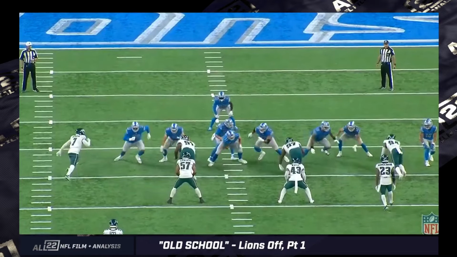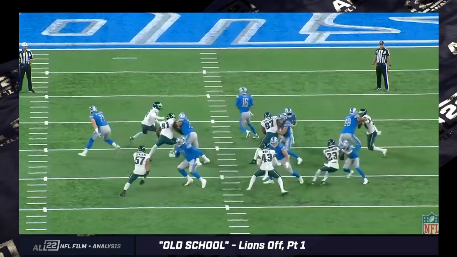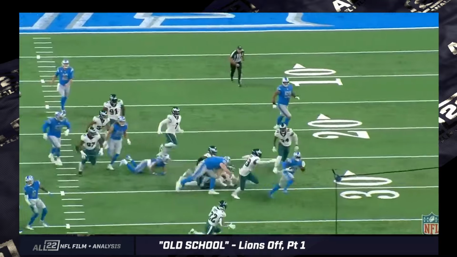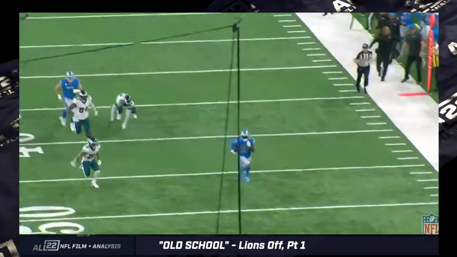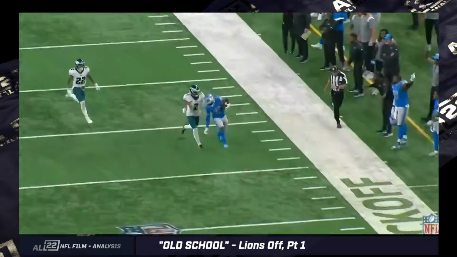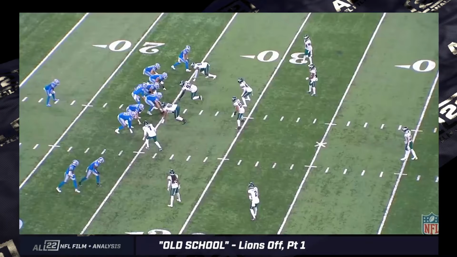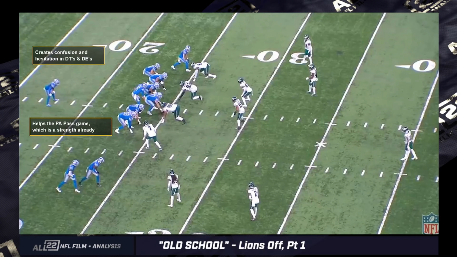Wham trap. Intricate looking blocking scheme. You can see it gets the offensive lineman out to the linebacker level, get some free releases. That's one of the things I can still hear an old D-line coach saying in my ear: you can't let the offensive lineman have a free release up to the second level. This is creating confusion and hesitation in D tackles and D ends.